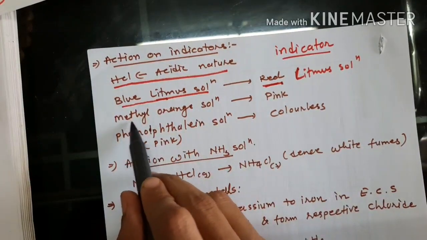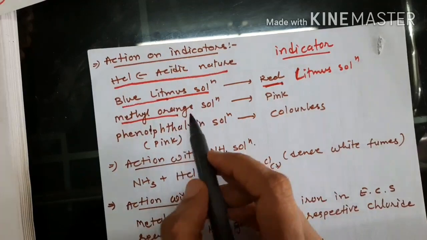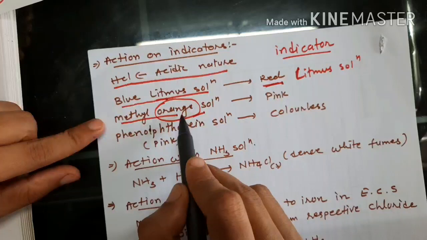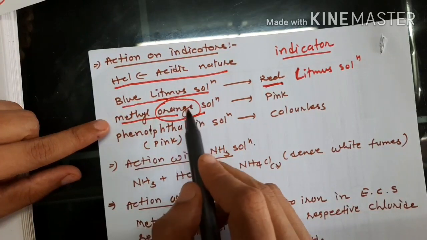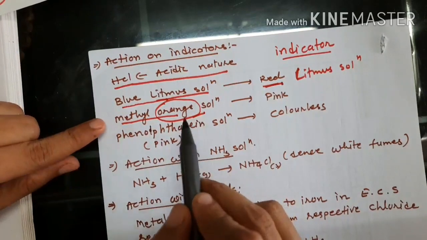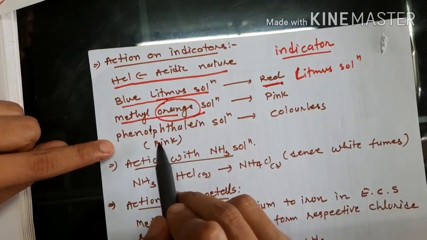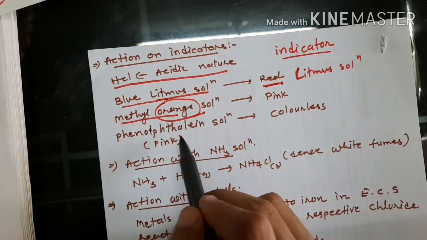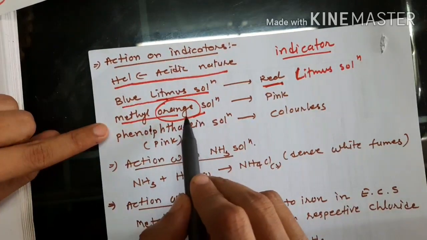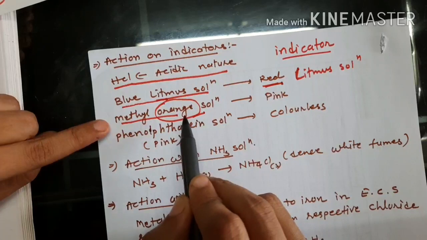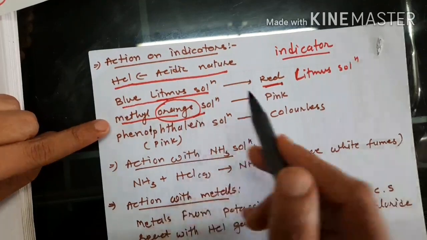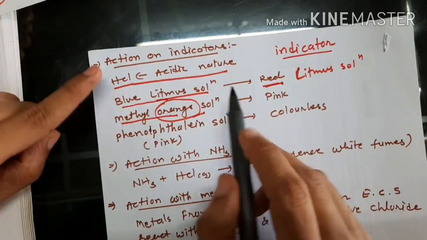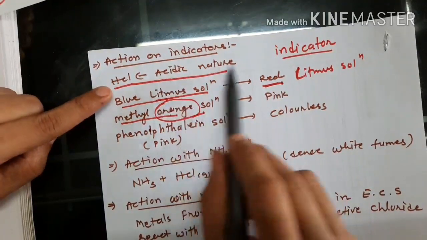Then another indicator, methyl orange, which is orange in color. This methyl orange is also an indicator. If you come to 11th science, you will definitely use methyl orange and phenolphthalein, and in the 10th standard we have practicals also, so you will do it. When we add HCl to methyl orange, the orange color converts into pink color. That proves that this HCl is acidic in nature.